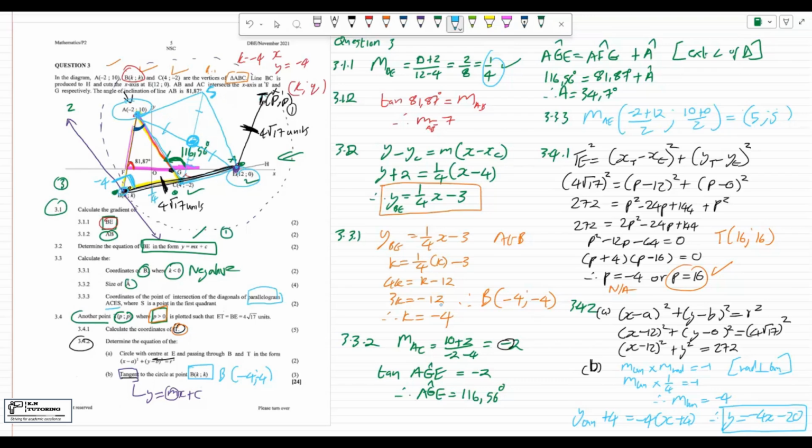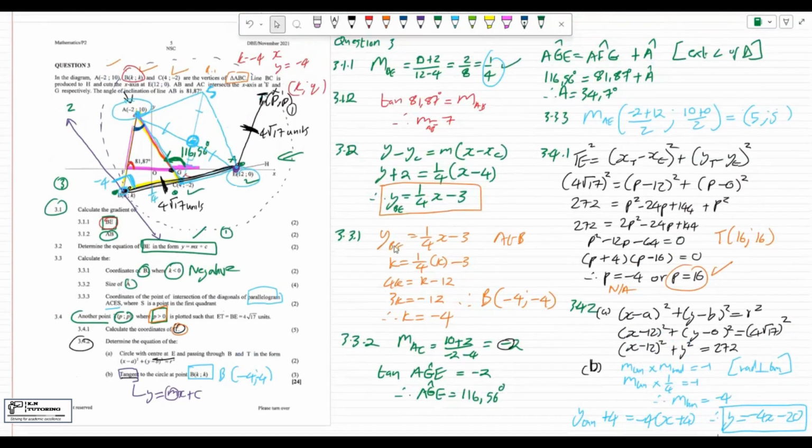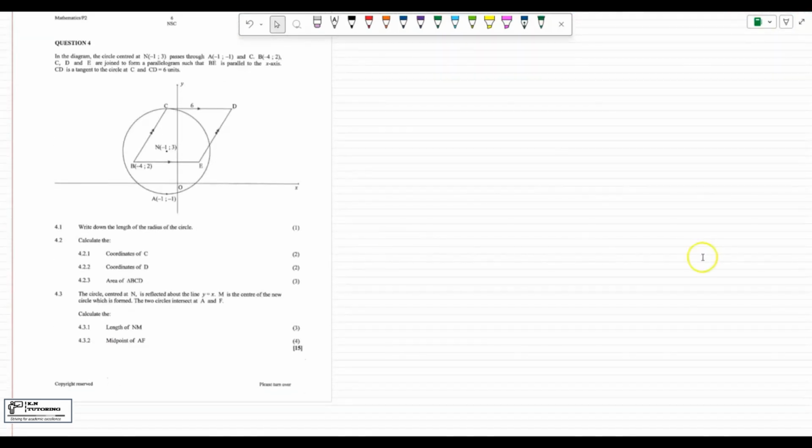Okay, what a question. I know it was messy, but I'm happy when it's messy, because it makes sense. Okay, beautiful. We've collected our 24 marks and we're now going to collect our 15 marks. So grade 12s, brace yourself.